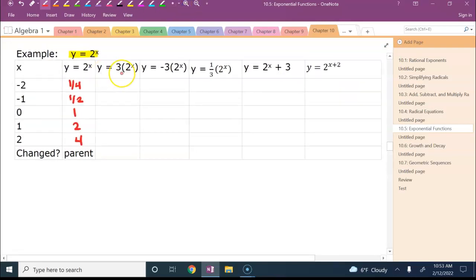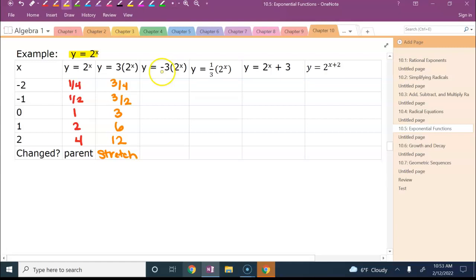So the next one, you can see they changed it a little bit because they took 3 times 2 to the x power. So they put a 3 there in the front. So if I change my function and I add that 3 in there, my numbers become 3/4, 3/2, 3, 6, and 12. So you can see how my numbers got a little bit bigger this time. That's because we're multiplying by 3. So how did it change? Well, this graph is going to be stretched. That 3 is going to stretch your graph.